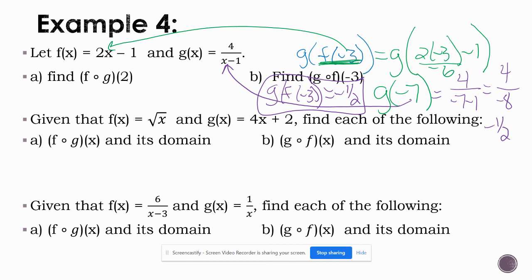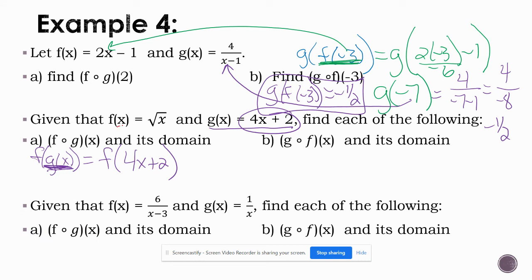Our next one. Now we have some equations. So f of g of x. We start with g of x. So x says we're not changing anything. So the only way to replace this is, what is the g function? Well, the g function is 4x plus 2. So we're replacing g with the function that it is.